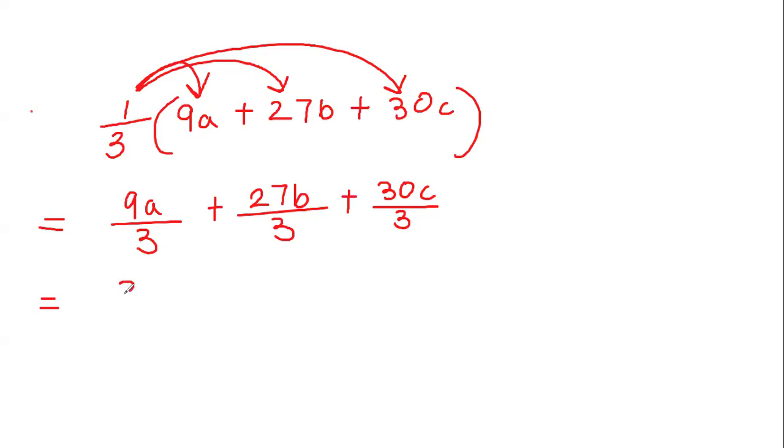3a. Plus 27 divided by 3 is 9b. Plus 30 divided by 3 is what? 10c. So we get 3a plus 9b plus 10c. Do y'all see how to do that? Yes, sir. Yeah, so that's from yesterday.